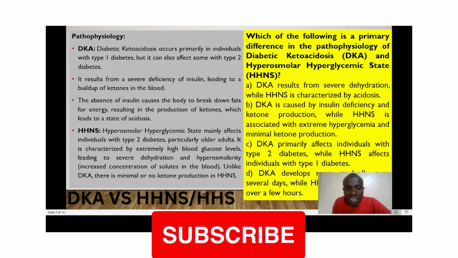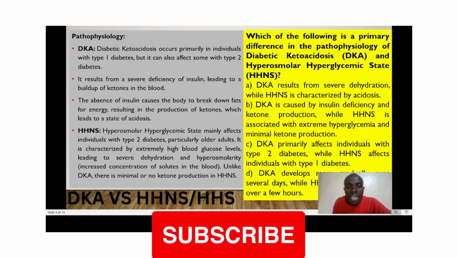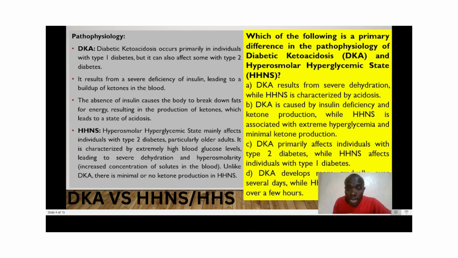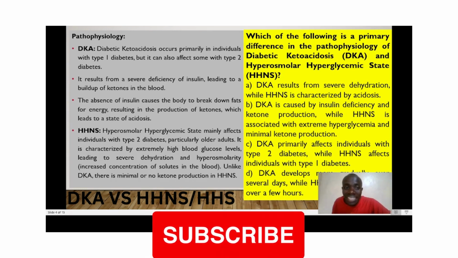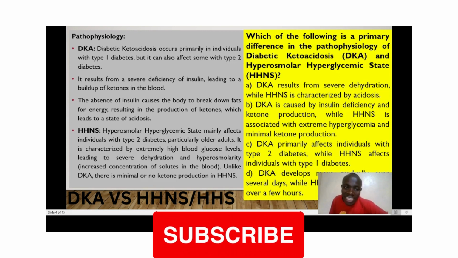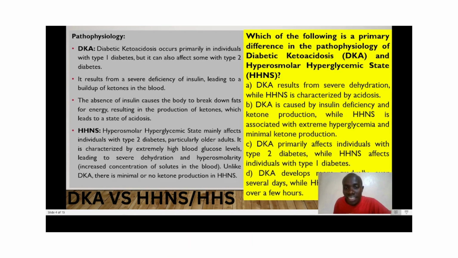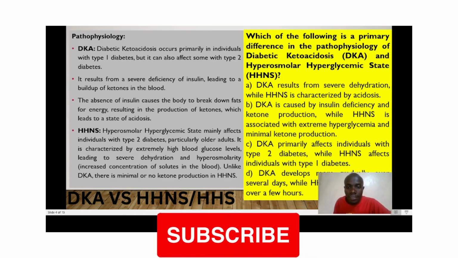Okay? Hyperosmolar hyperglycemic state mainly affects individuals with type 2 diabetes, particularly the older adults. It is characterized by extremely high glucose levels, leading to severe dehydration and hyperosmolarity. And hyperosmolarity means that there is increased concentration of solids in blood, okay. And when that happens, it's going to withdraw water from the cells into the blood vessels, so you're going to have severe dehydration for the cells. Unlike DKA, there is minimal or no ketone production in HHNS. Guys, this is a significant difference.